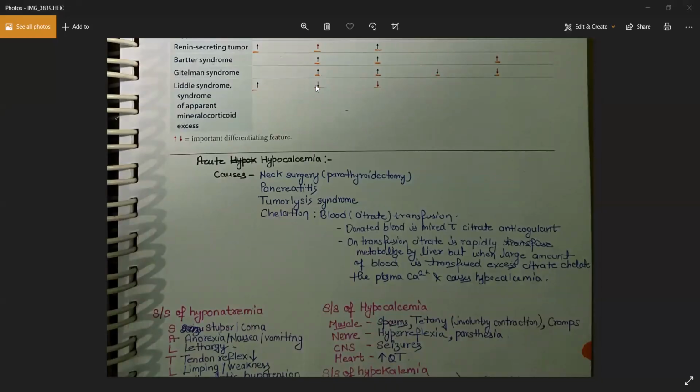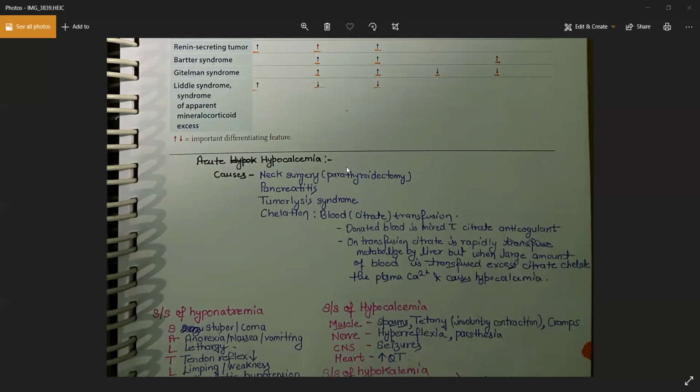Step 1 can also ask you about the acute causes of hypocalcemia. So please remember all this. One is neck surgery. I told you about this. Surgery of the thyroid gland, right? Whenever you have thyroid surgery, you can also have a removal of the parathyroid, right? Yes. If the parathyroid glands are lost, you will have an acute hypocalcemia.